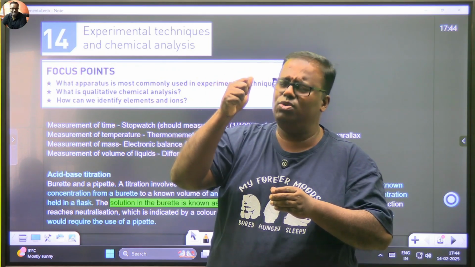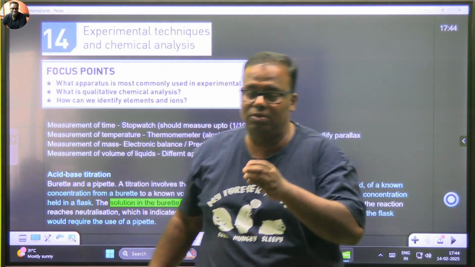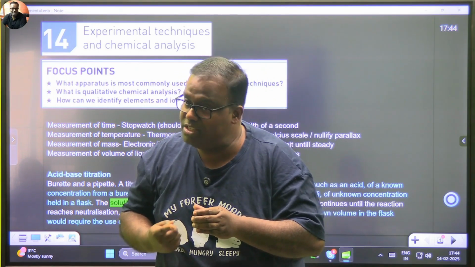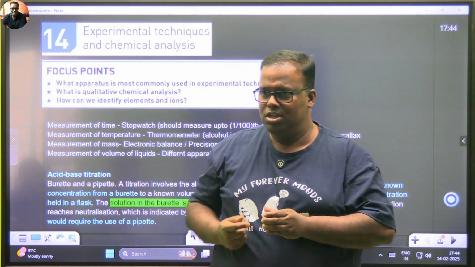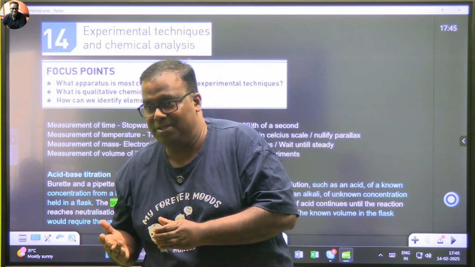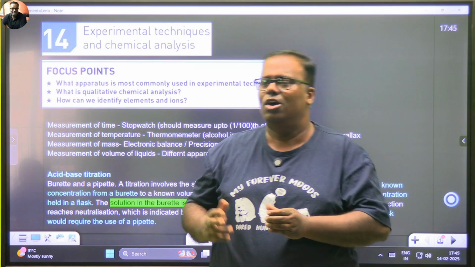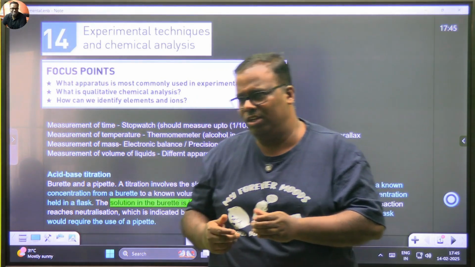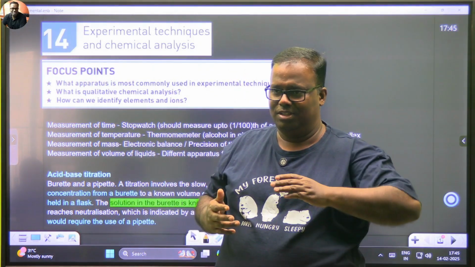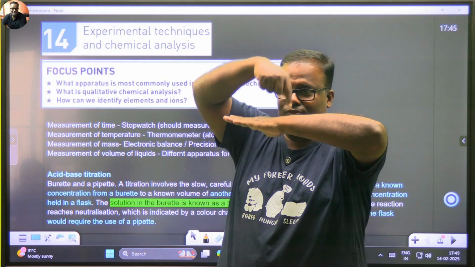Then very gradually you should do it, very gradually. Then at a certain point I will see pink just appeared. Pink just appeared. That means the solution is just trying to go to, say, acidic. Or say red just appeared, we have put methyl orange, okay? Red just appeared and again it has disappeared. Are you understanding? That means you are right at the fulcrum point.